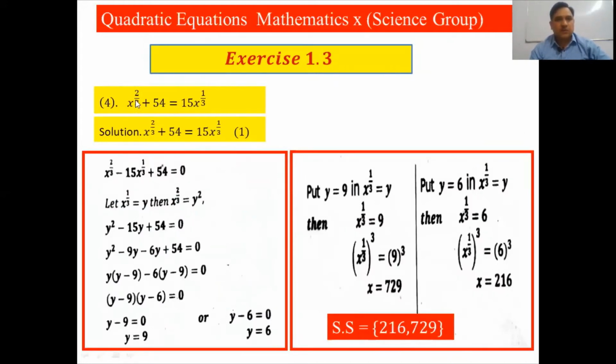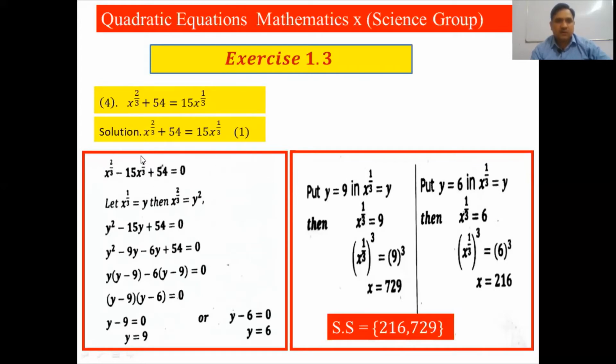Question 4, x raised to power 2 by 3 plus 54 is equal to 15 x raised to power 1 by 3. First we have to shift this value, which is on the right hand side, to the left hand side. So rearranging this equation, x raised to power 2 by 3 minus 15 x raised to power 1 by 3 plus 54 is equal to 0. So this is the first type of equation.